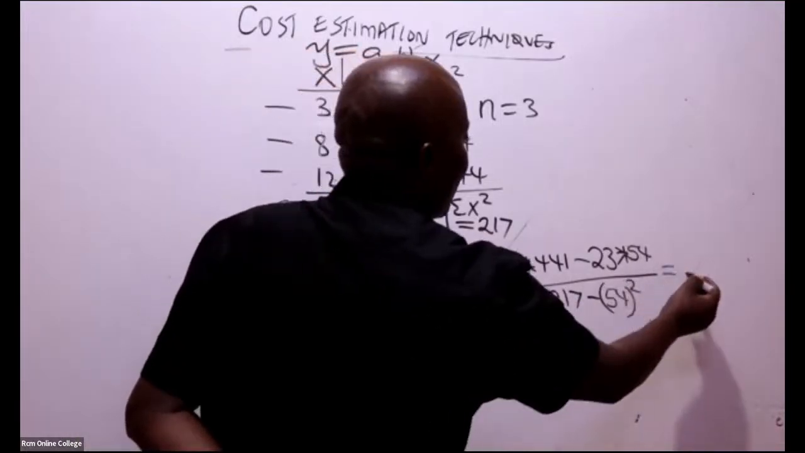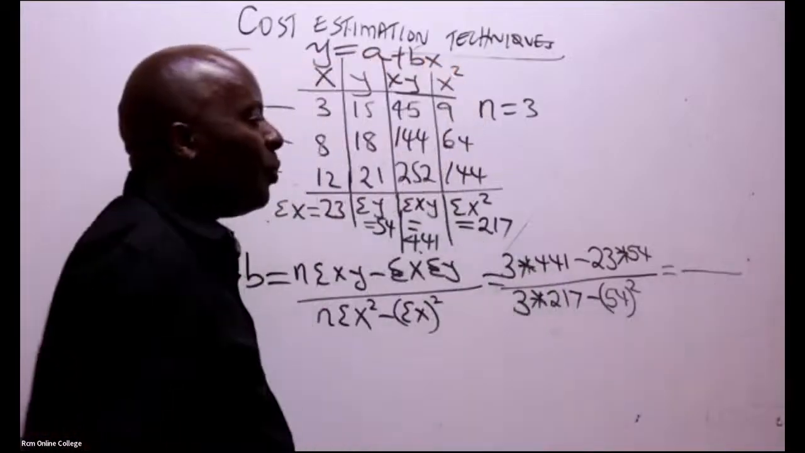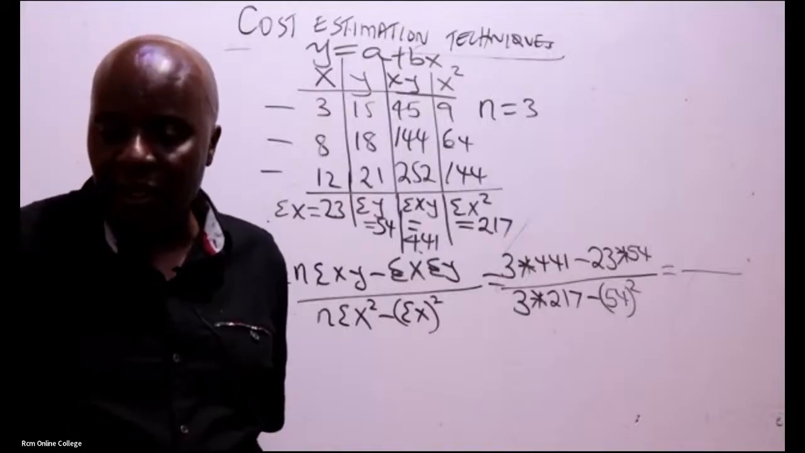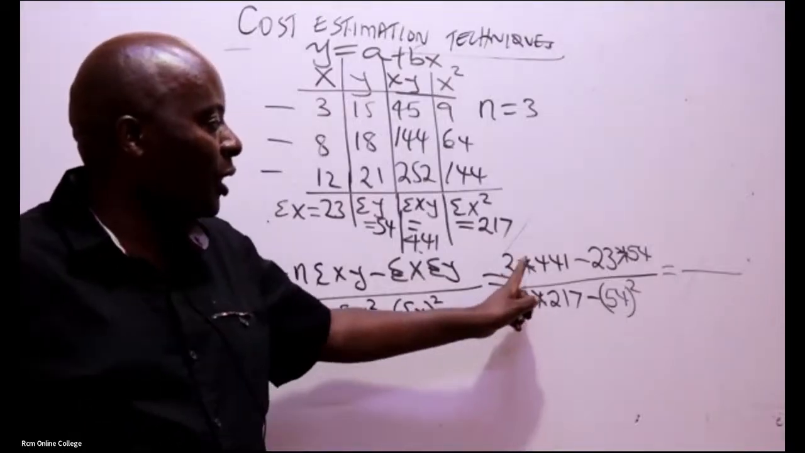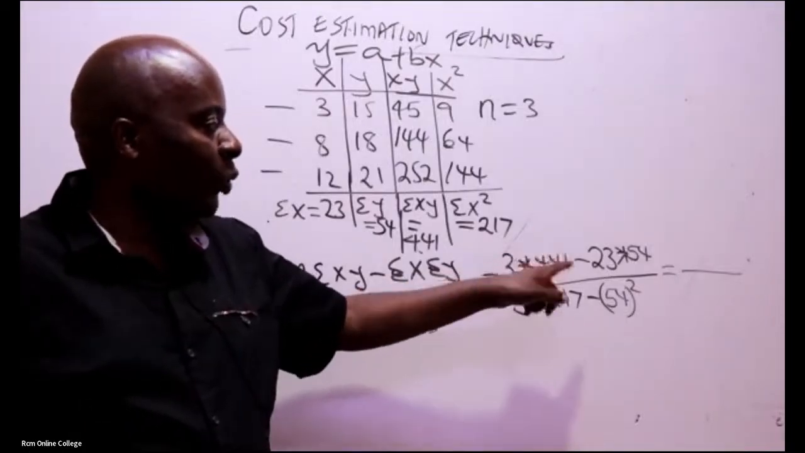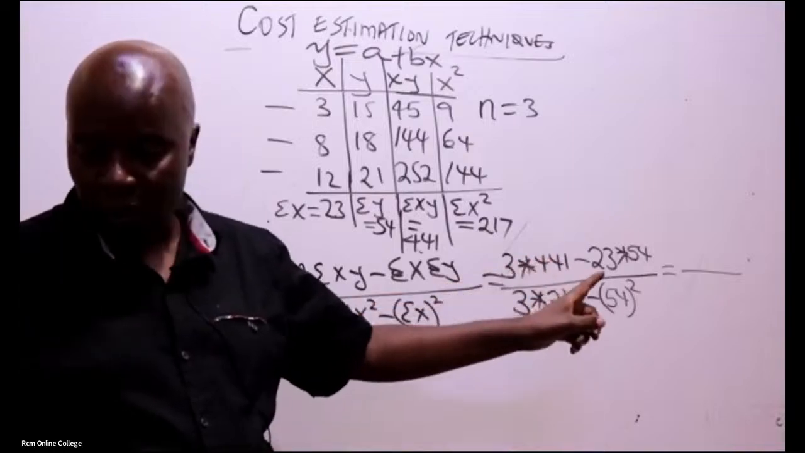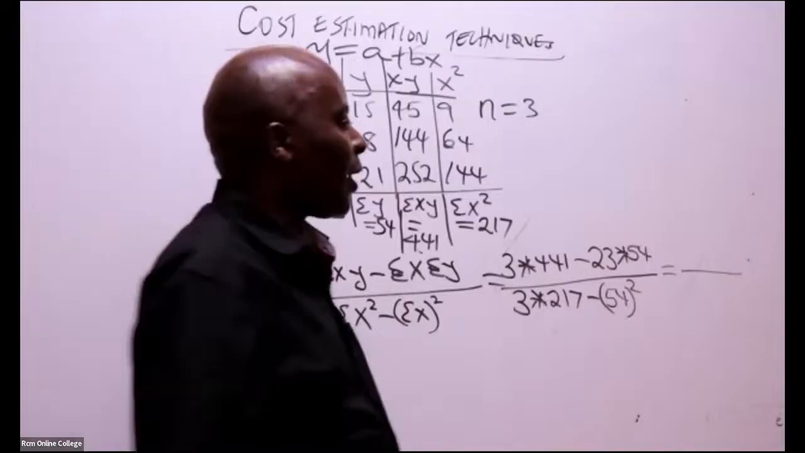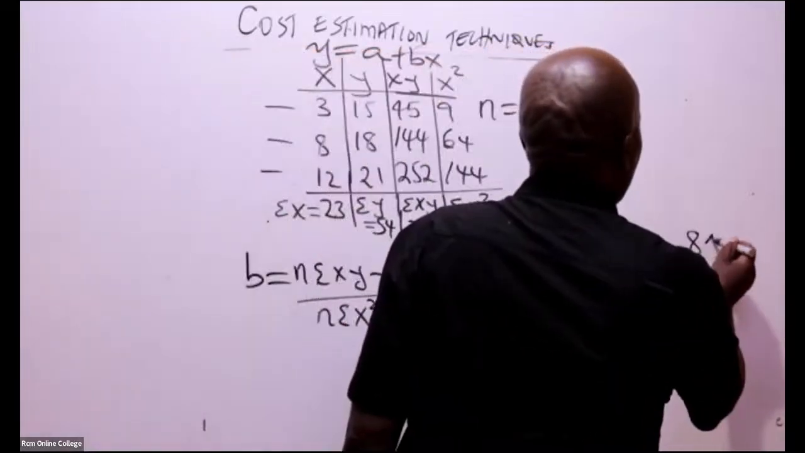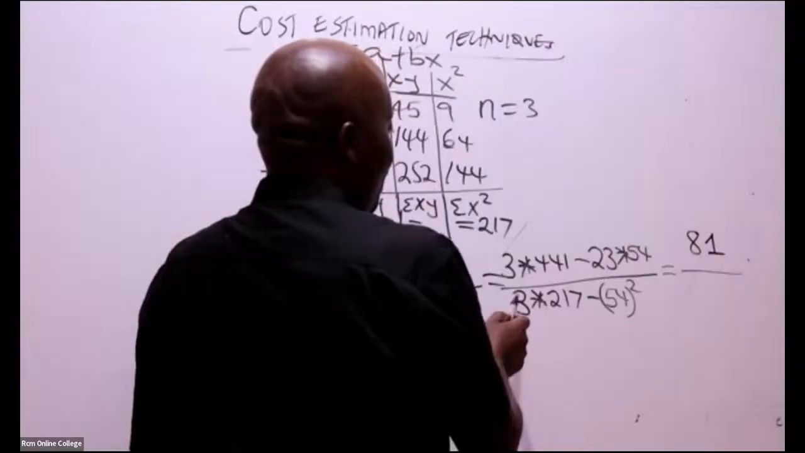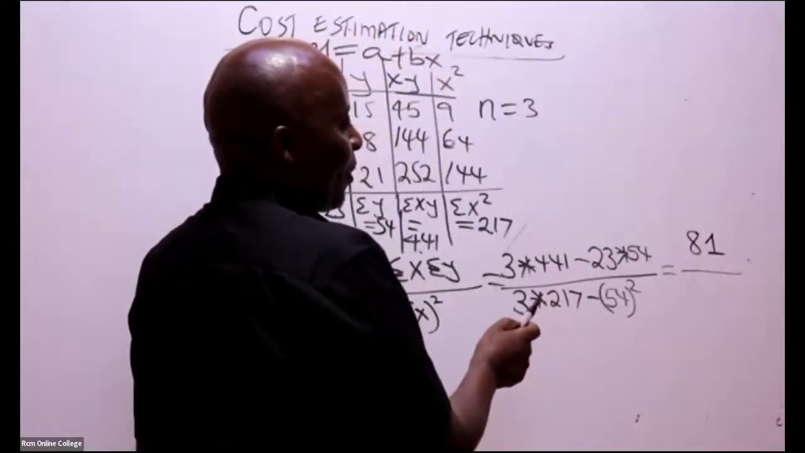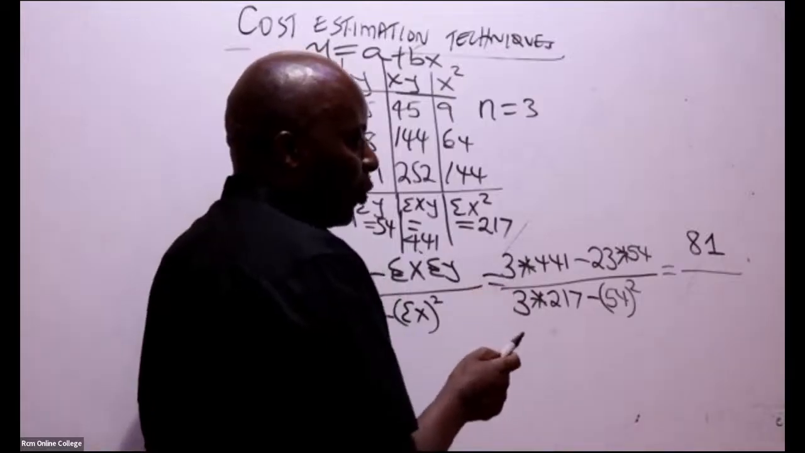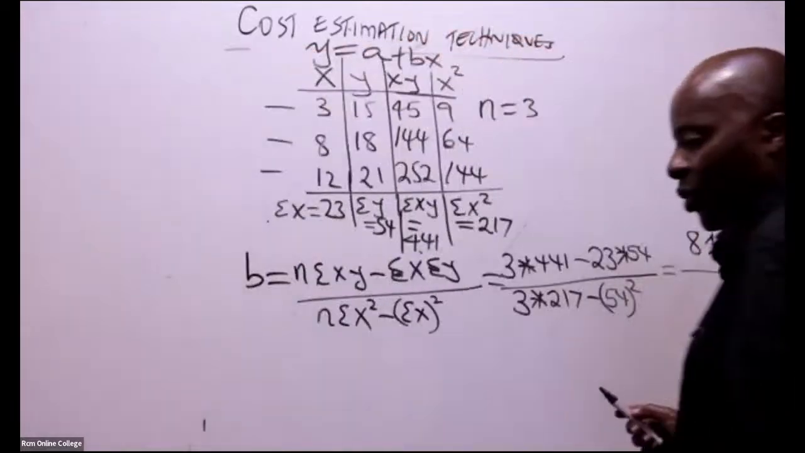Then you get ahead and give me the numerator first. So you get the numerator first. So numerator alone, you say 3 times 441 minus 23 times 54. What figure are we getting? According to Helen, we are getting 81. Thank you so much. We are getting 81. And then we have here 3 times 217 minus 54 squared. Minus 54 squared, which in this case here will end up being equal to what here at the end of the day?